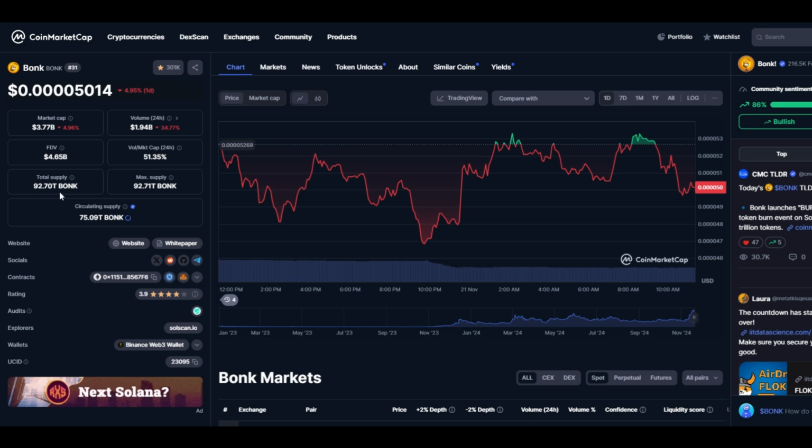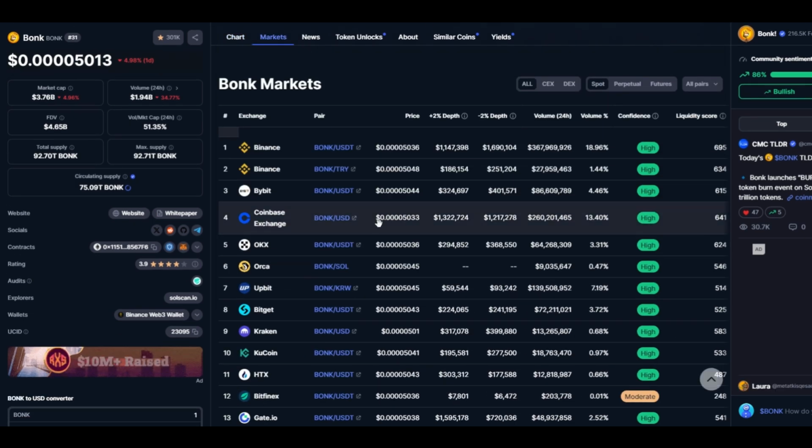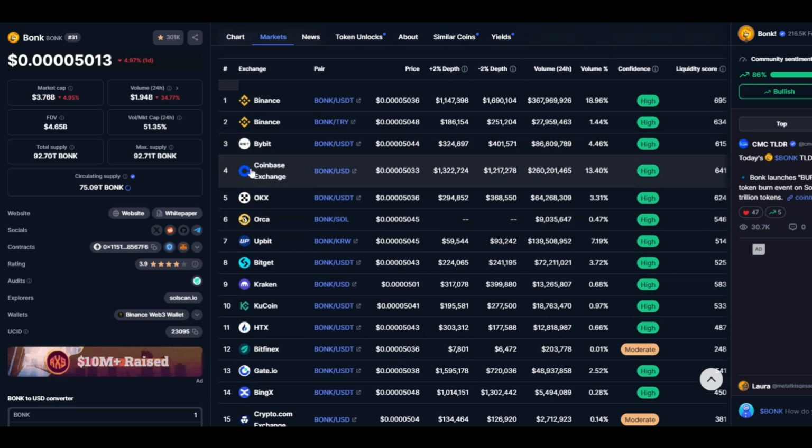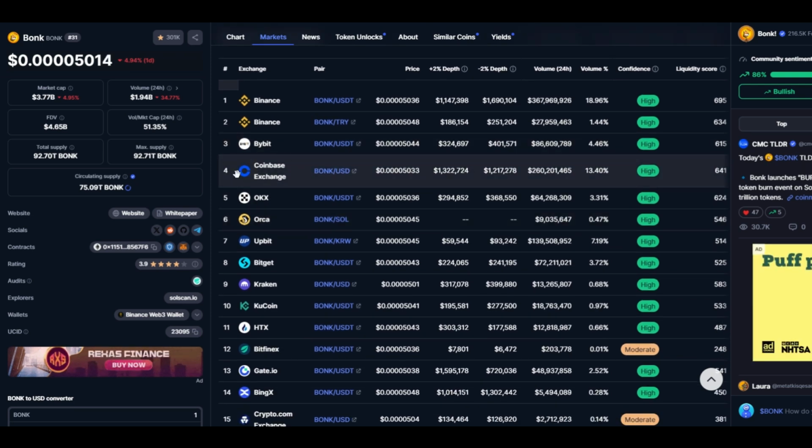You can see the total supply, max supply. And if you come up here, you can see the markets. Now if you click on markets, it's going to show you where you can buy this specific token. So you have Binance, which is the biggest exchange in the world currently. And I would say a close second is Coinbase Exchange. Coinbase Exchange, you can trade in America.